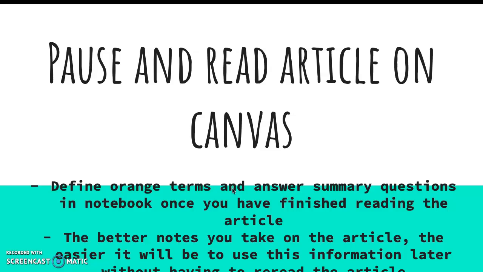Okay, so now what I would like you to do is pause and read the article that I showed you on Canvas. You're going to define the orange terms and answer the summary questions in your notebook. And then I also would just take some general notes as you read. The better notes you have in your notebook, the less you'll have to go back and reread later. So go ahead and pause and read that article.